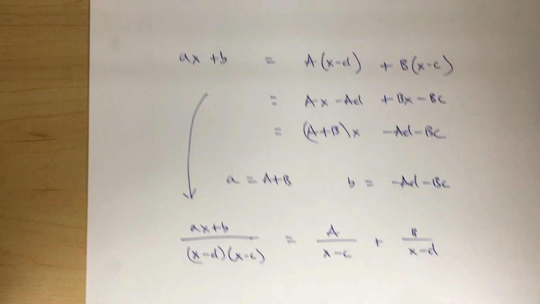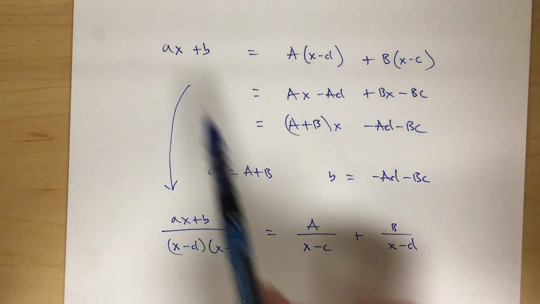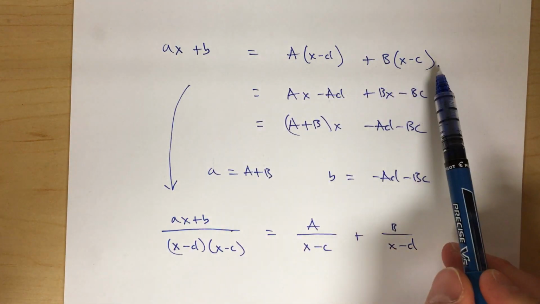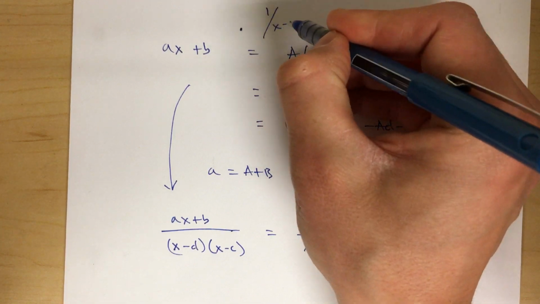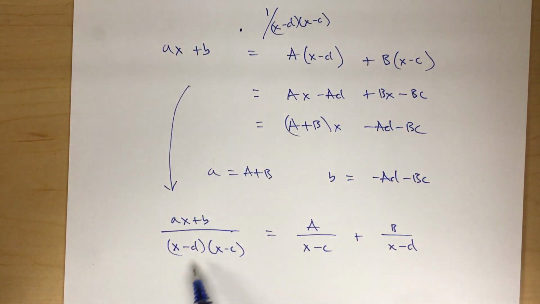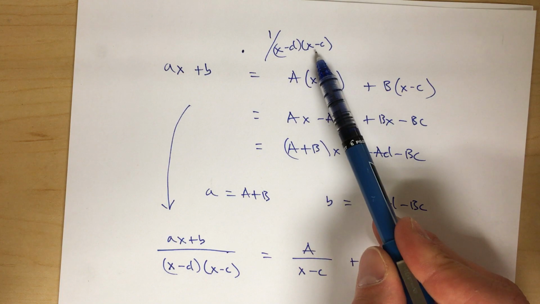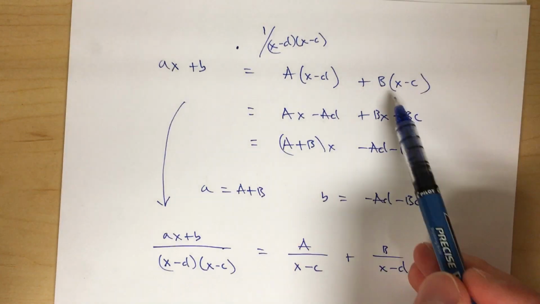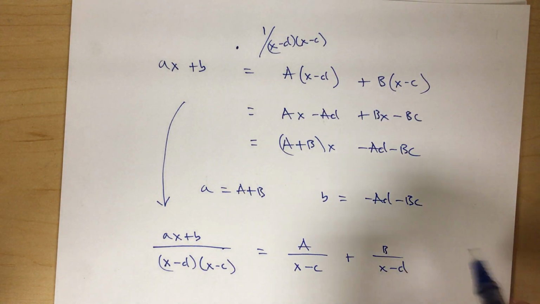Now that's a step, I'm sorry that wasn't in the frame, but that's a step that maybe doesn't make complete sense. But remember, really what we're doing is we're taking this whole equation and we're multiplying by 1 over x minus d times x minus c. When you multiply this by 1 over x minus d times x minus c, the x minus d's divide. And this one, we multiply and the x minus c's divide. And so this is true.